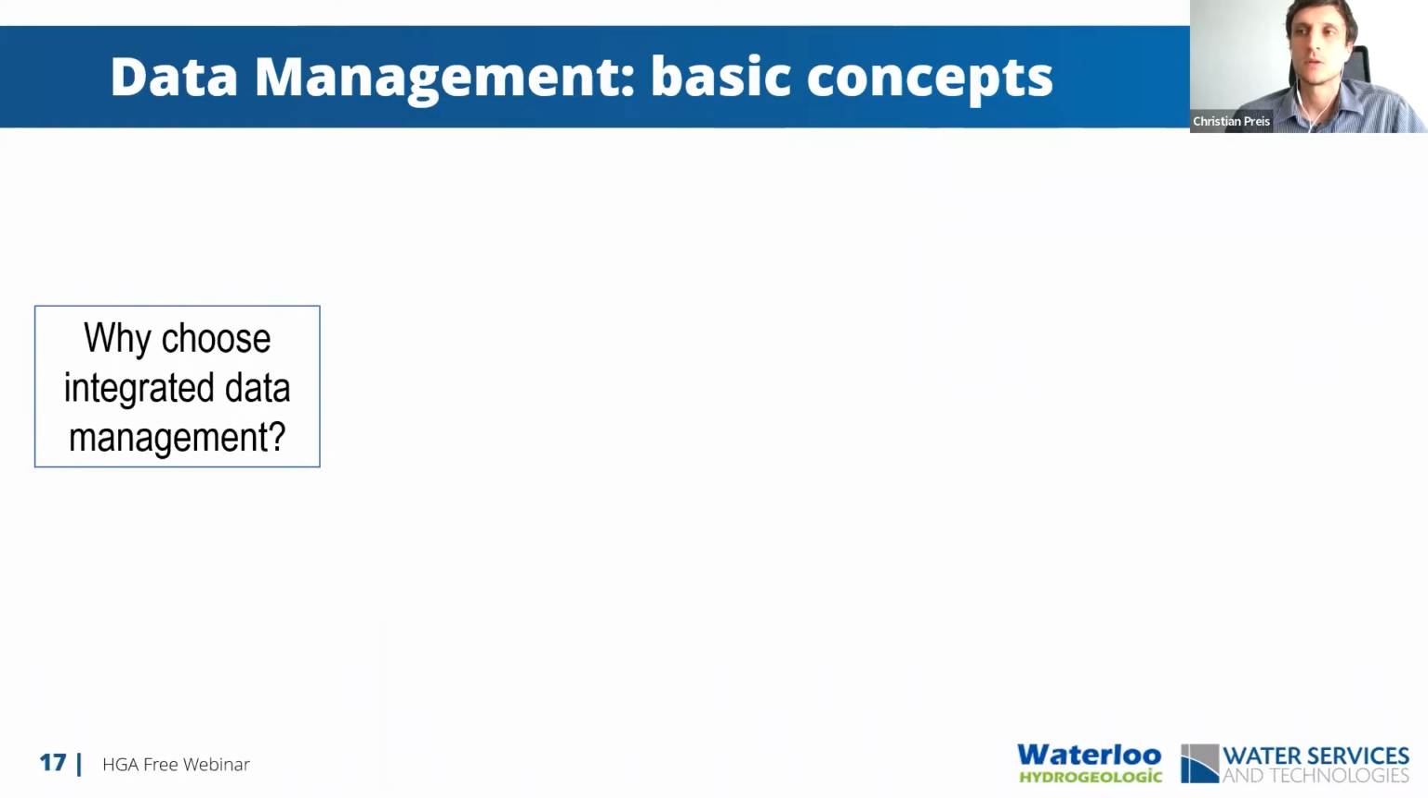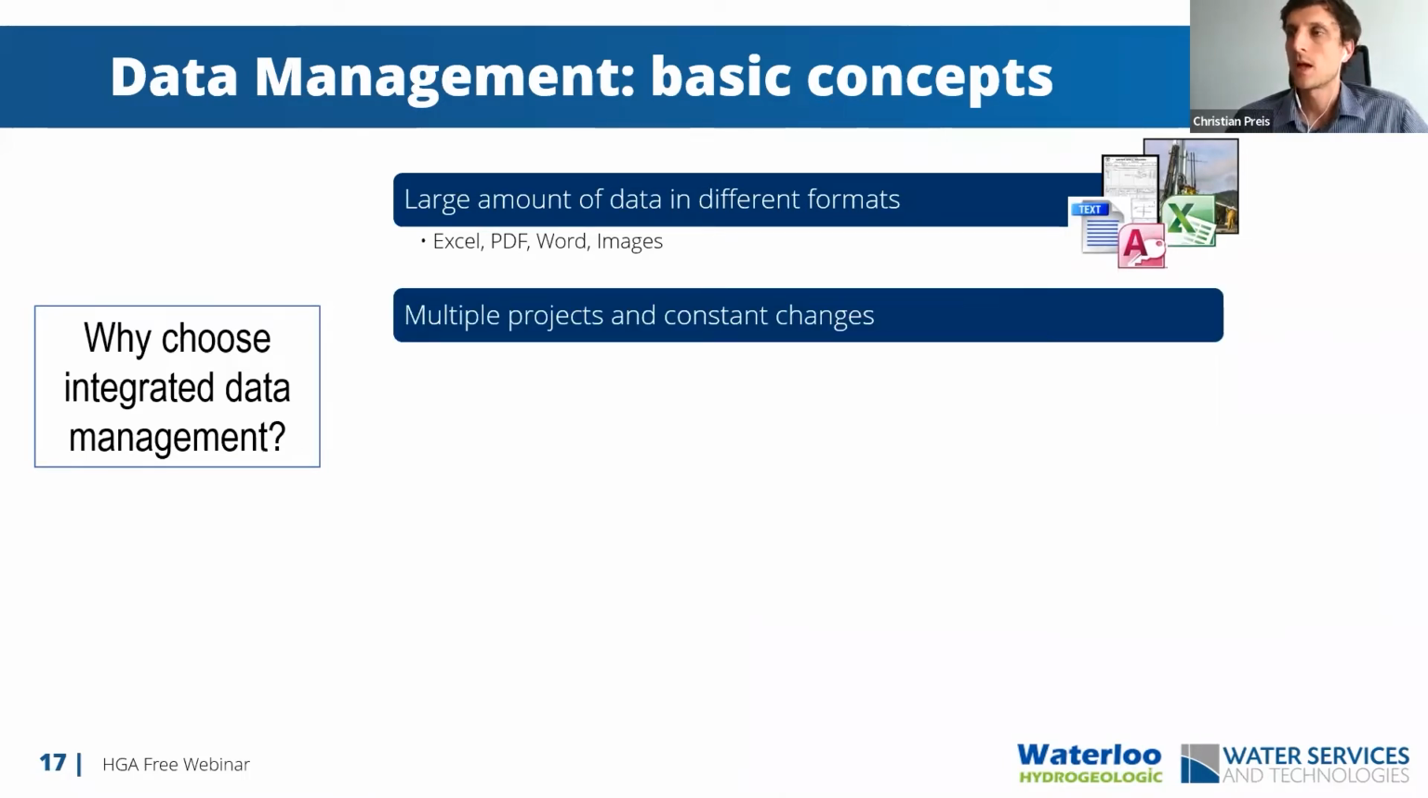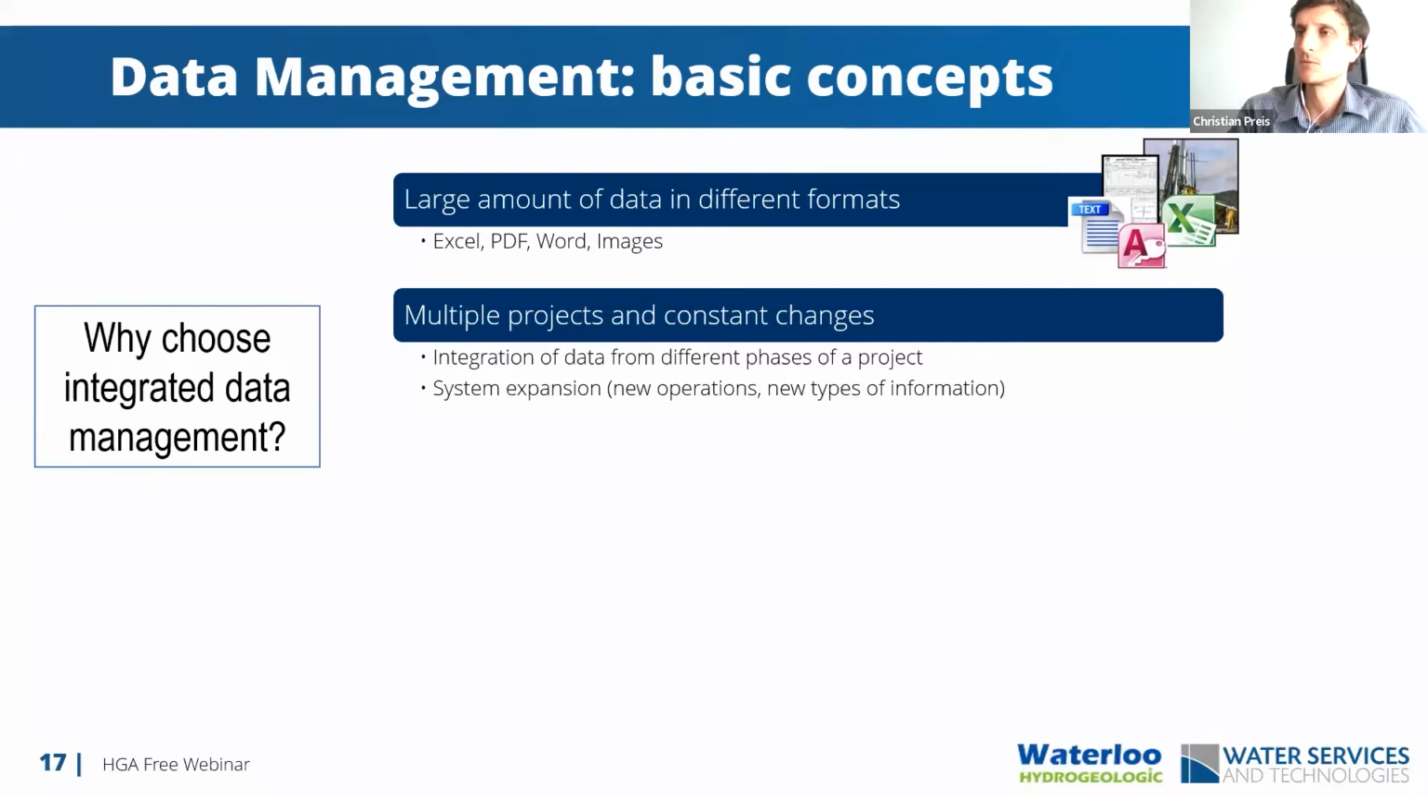And why do we have to choose integrated data management? Why is it so important? Because we are dealing with a large amount of data in many different formats: Excel, PDF, Word, images, and sometimes we work on multiple projects, and we have some constant changes. And we have integration of data from different phases of a project. And we have also system expansion, for example, new operations, new types of information. So the volume of data is always increasing. So if we work in the traditional way, it's easy to lose some data, to lose information.